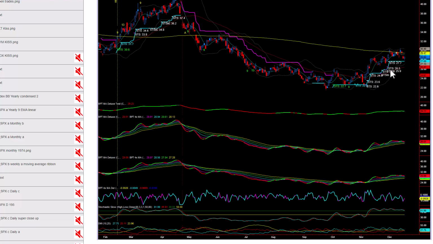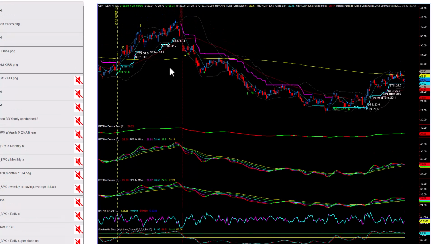4, 5, 6, 7, 8, 9. So it's still holding that. It's either going to hold this and then go up again, and if it does that, we'll see more trailing stops. Or if it sells off, it'll hit that trailing stop and be back into cash. But that gives you an example of some of these KISS trend systems.